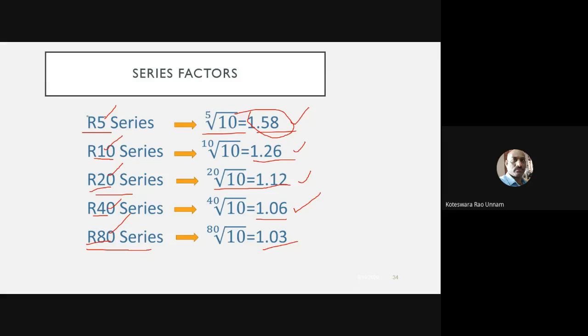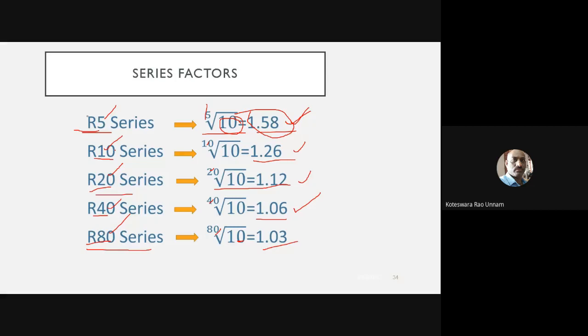So here, whatever number is there in the series comes here: 5, 10, 20, 40, 80. Of course, here you have to apply the root for 10 only. For each series also, the number will be 10 only. Then use your calculator, you can calculate this, you will get the series factor. Now once I have a series factor, I can construct the set of numbers in any series.